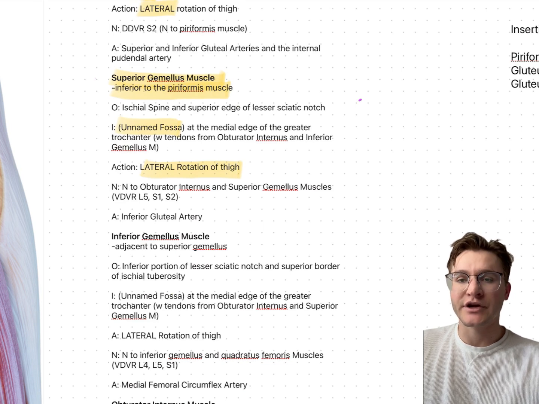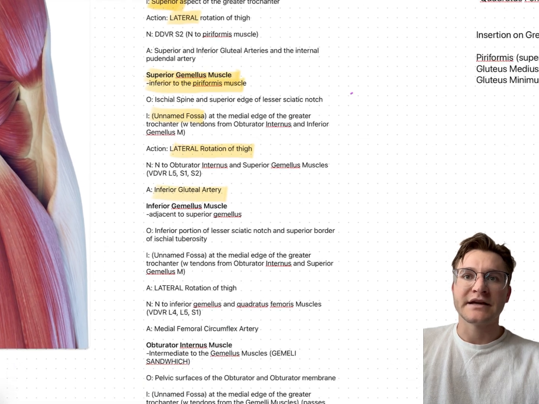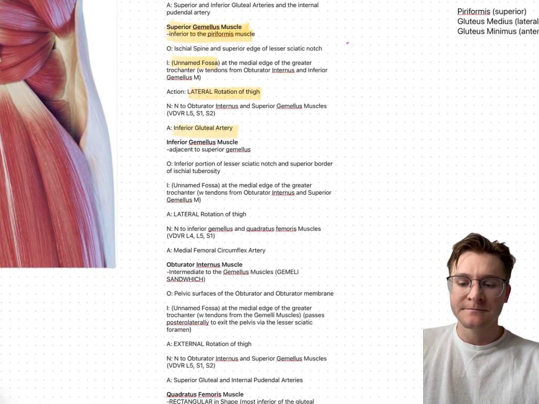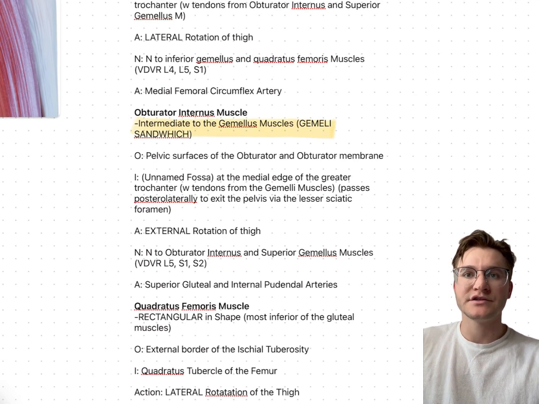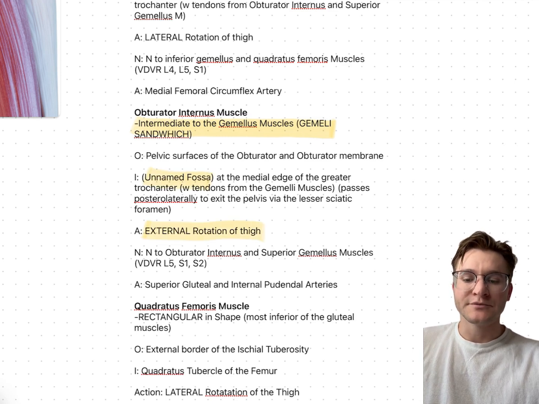It's going to be a shared insertion point as many of the other muscles, and its action is to laterally rotate the thigh. It has its own nerve, and its artery is an inferior gluteal artery. If I'm going over these too fast, please pause the video so you can make notes of each of these characteristics. We have our obturator internus muscle, which is in between our gemellus muscles, creating a gemelli sandwich.